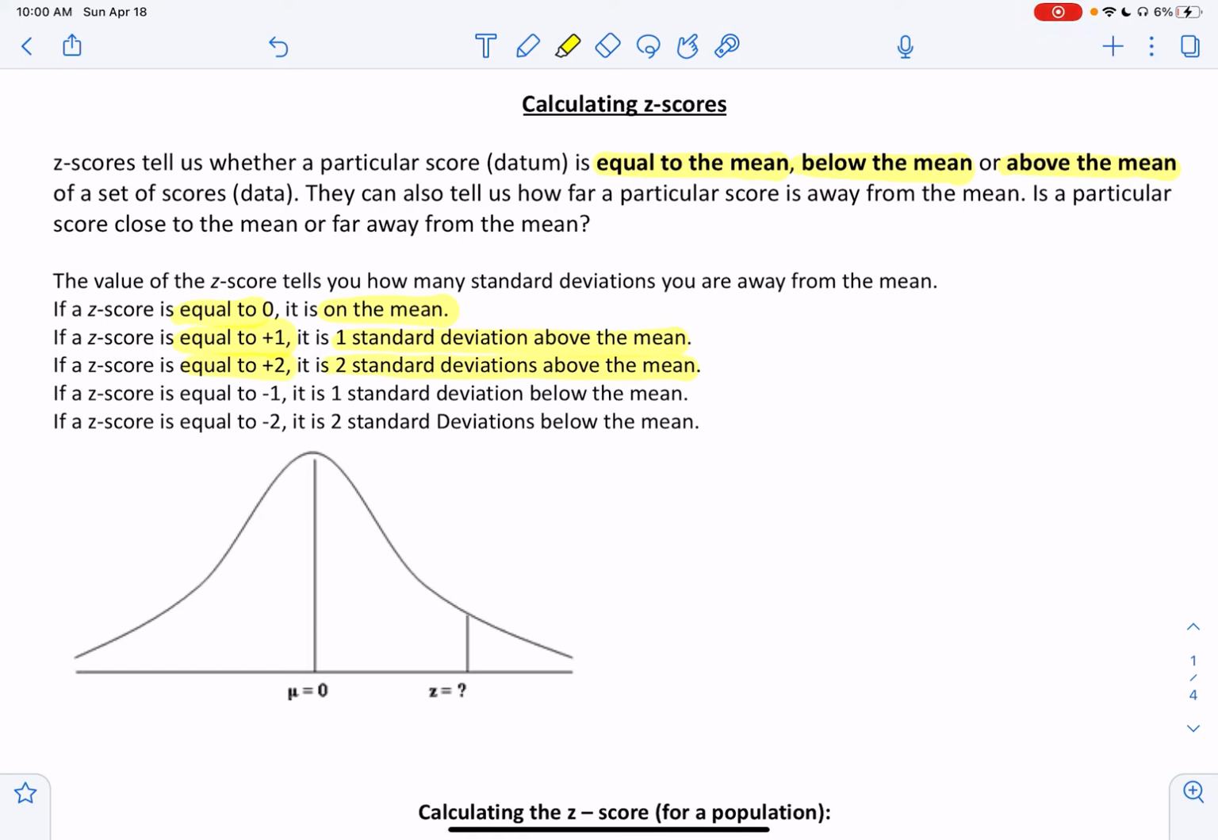And then we can also have our data point be below the mean. So if my z-score is -1, it's 1 standard deviation below the mean. If it's equal to -2, it's 2 standard deviations below the mean. And as we continue with future lessons, you'll begin to see why this is so important for us to know.